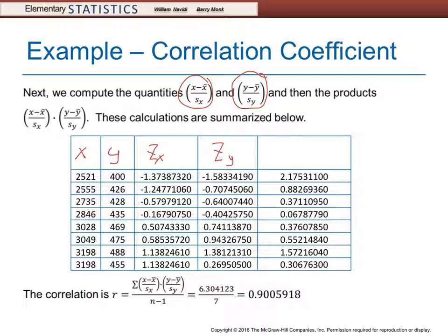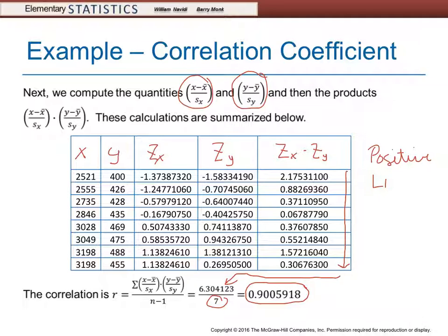And finally, in the last column, we multiplied the z-score values of x times the corresponding z-score value for y for each of the ordered pairs. Finally, we summed up this last column. That last column goes into the numerator, and then we divided it by the sample size minus 1. So in this particular case, our correlation is 0.90, right? And it's close to 1, which means that we have a positive linear association.